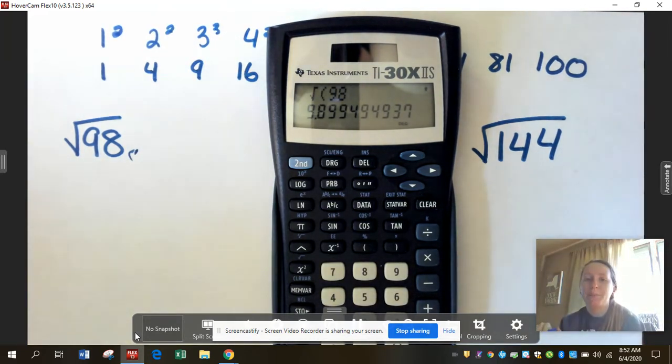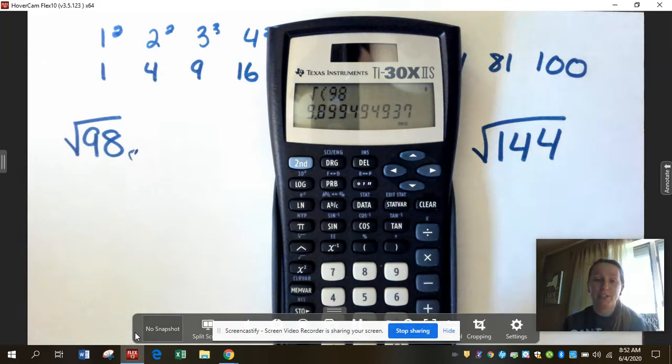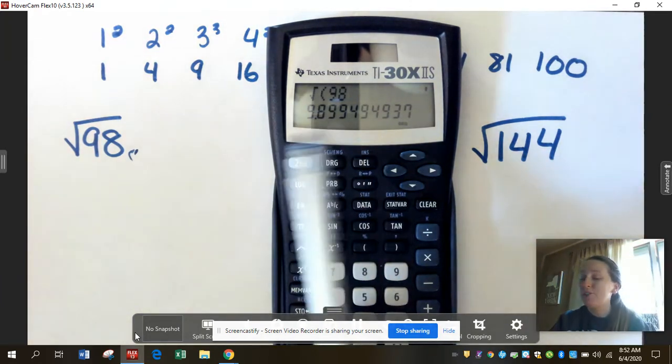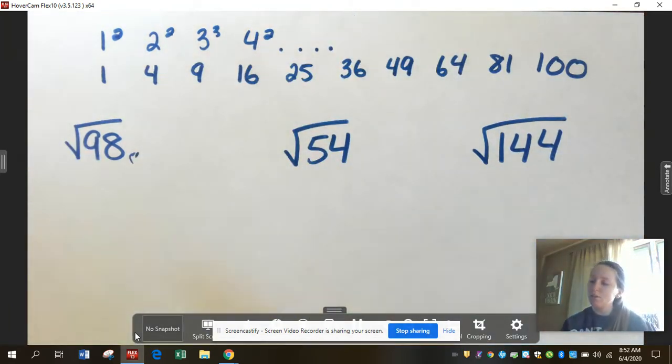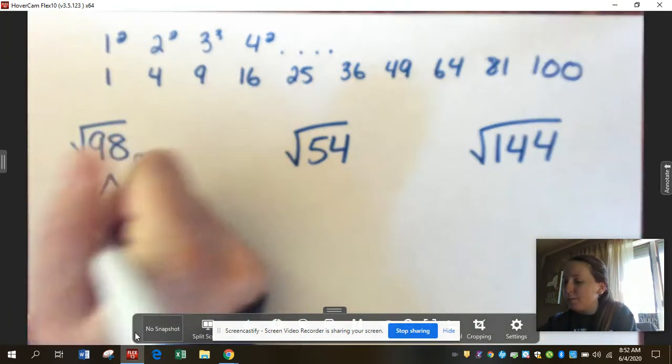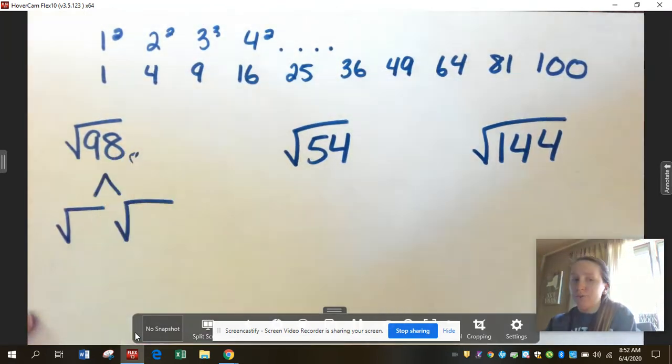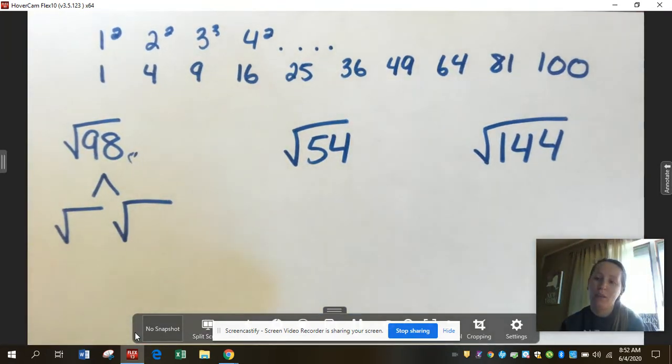If this were to give me a pretty number, you would be done. That's your answer, all set. You need to just write that down and you're done. But when it gives you a long decimal like this, that's when you know you want to simplify it. So simplifying it basically means you're going to break it down into 2 different square roots, okay?